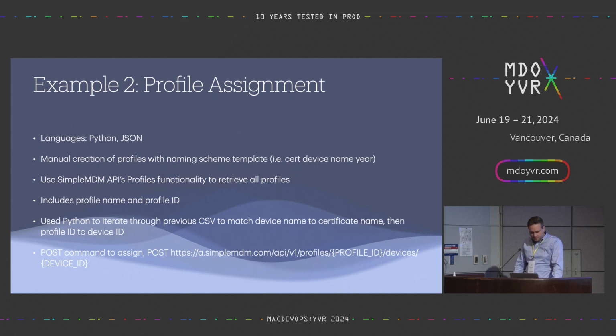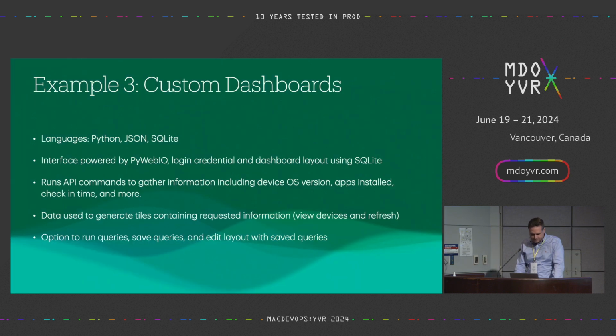Then we'd just run a POST command to assign, and it is this command, the profile ID in there matches to the device ID. And at the end of that, we just have it generate a simple Python list of devices that didn't find a matching profile so that we could go back and see what happened.